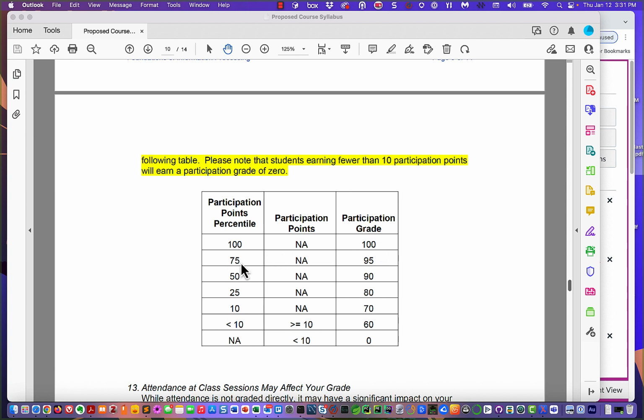In the 75th percentile, you get a 95. In the 50th, you get a 90. In the 25th, you get an 80. In the 10th percentile, you get a 70. Less than 10th, you get a 60. And if you don't get 10 points, which again you can get by doing your greetings post, you get 0.